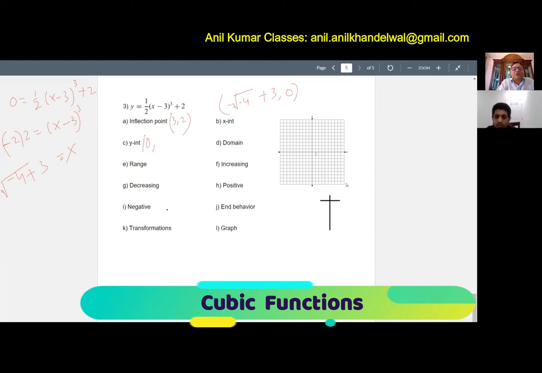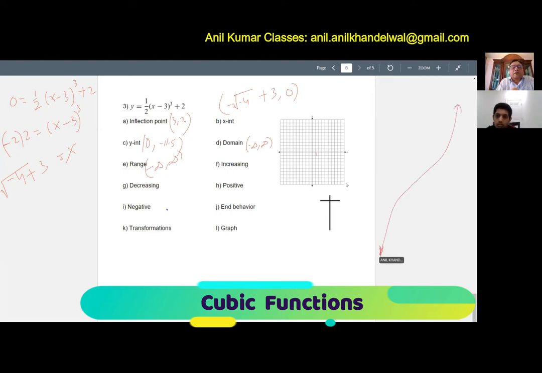So 27 over 2, half of 27 plus 2, right? Okay, how much do you get? Negative 11.5. Okay, so minus 27 over 2. That's fine. And the domain is all real numbers. Range, all real numbers. So this function is always increasing, right? So this function will be like this. Is it okay?